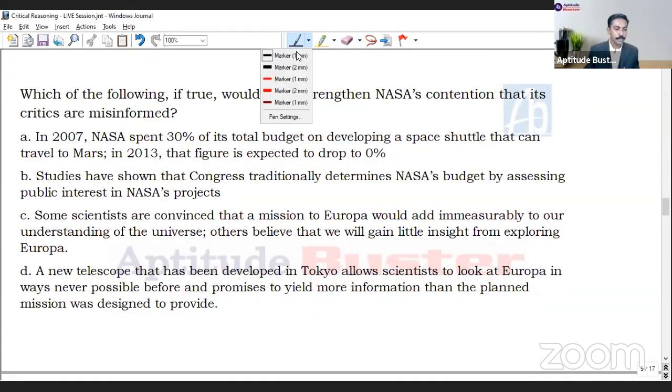Look at option A. Option A says, in 2007, NASA spent 30% of its total budget on developing a space shuttle that can travel to Mars. In 2013, that figure is expected to drop to 0%. Does option A anywhere relate to the logic that we're discussing?